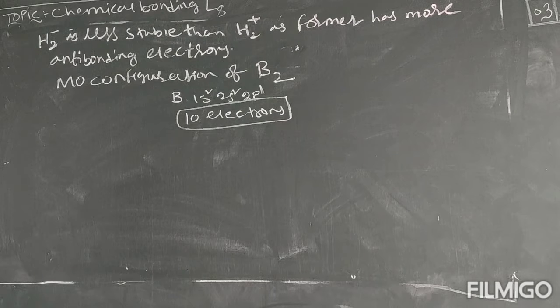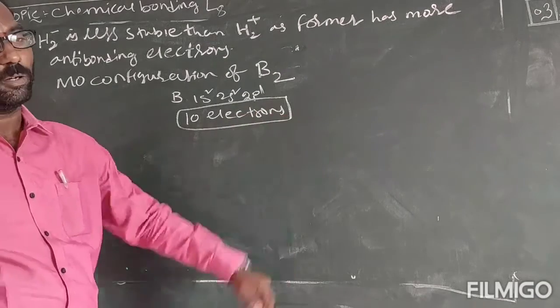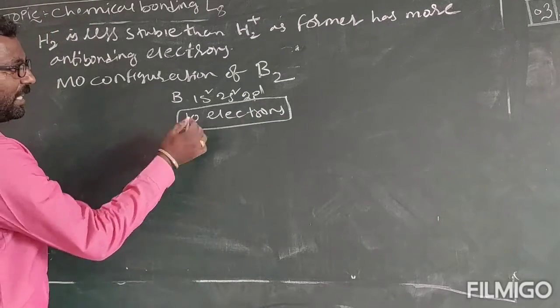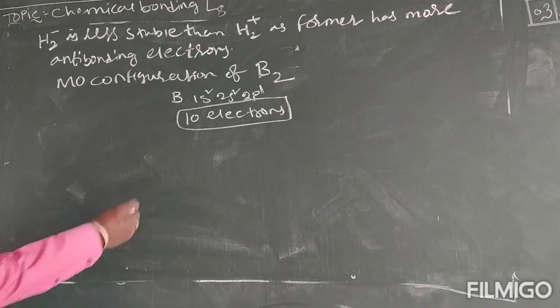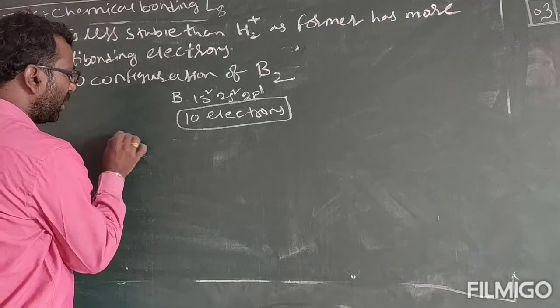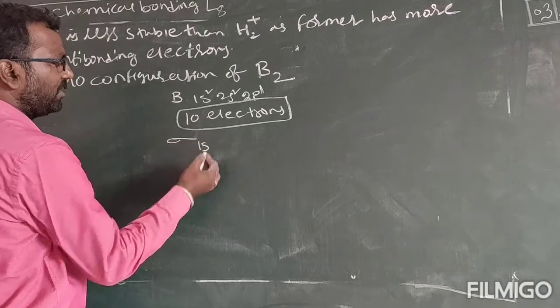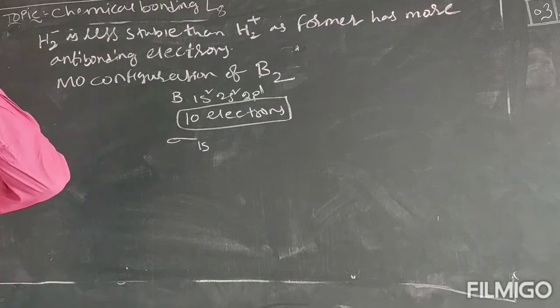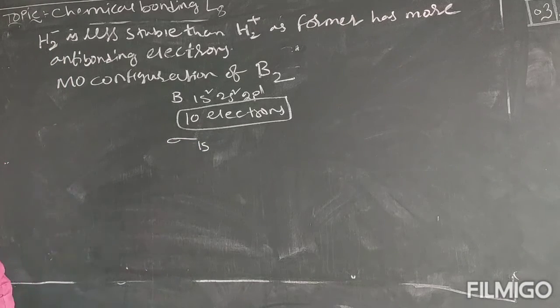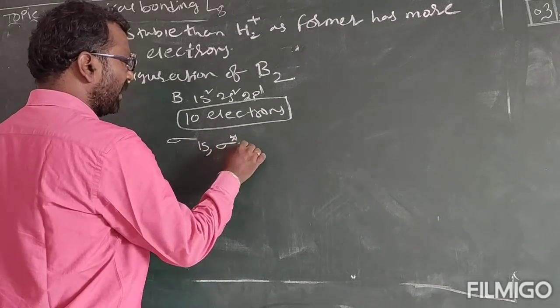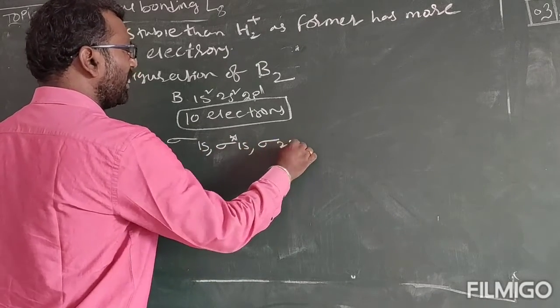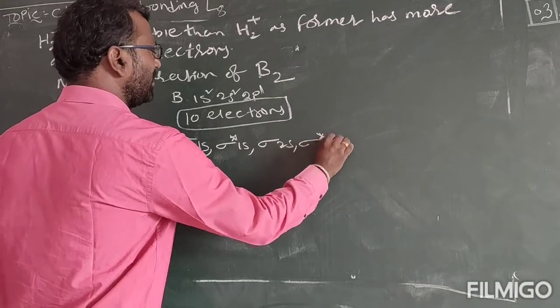Okay. So the molecular orbital of B2 consists of 10 electrons. Okay, 10 electrons you have to distribute. How will you distribute those 10 electrons? Okay, the order of filling is sigma 1s, next sigma star 1s, next sigma 2s, next sigma star 2s.